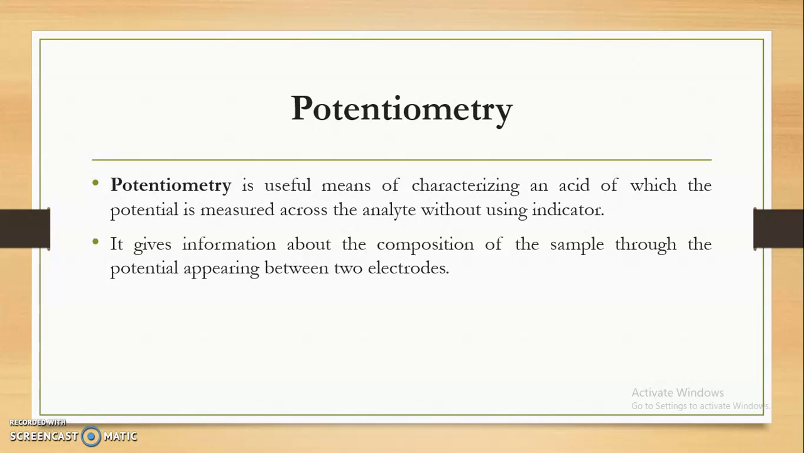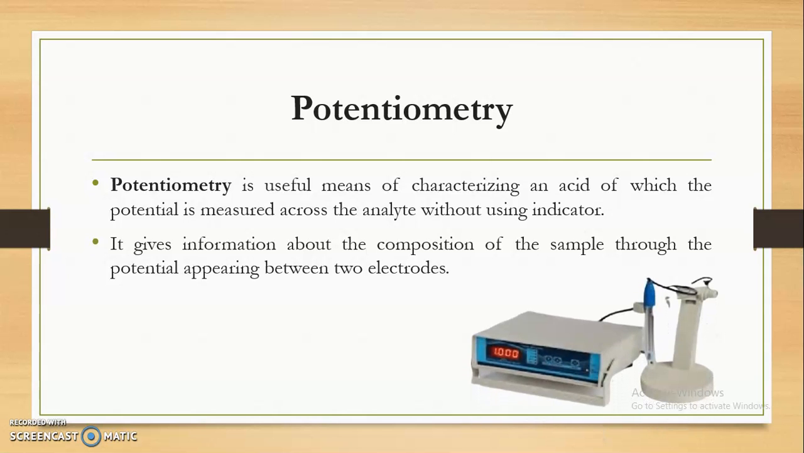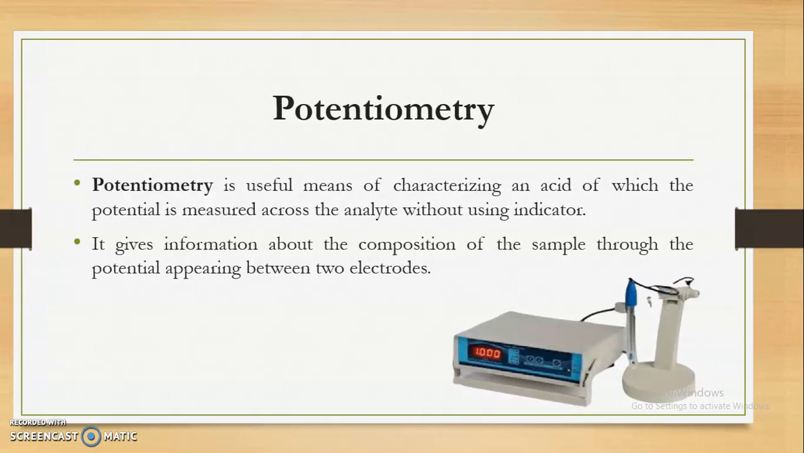So potentiometry gives information about the composition of the sample through the potential that appears between the two electrodes. This is the typical diagram of a potentiometer. Nowadays, pH potentiometers come as combined instruments. The electrode is dipped in the solution, and it displays the different potential present across the two electrodes, and by judging this potential we can identify whether the reaction is complete or not. This is generally applicable for acid-base titration reactions.